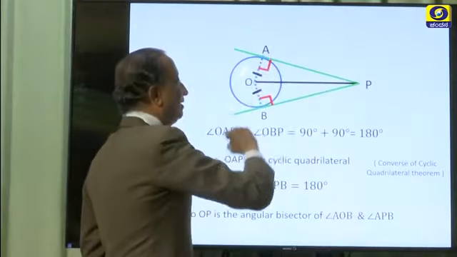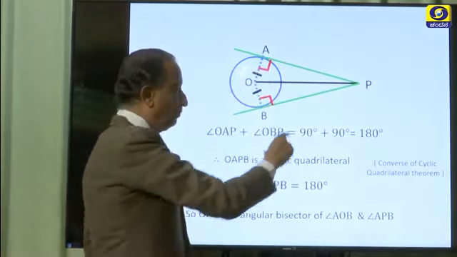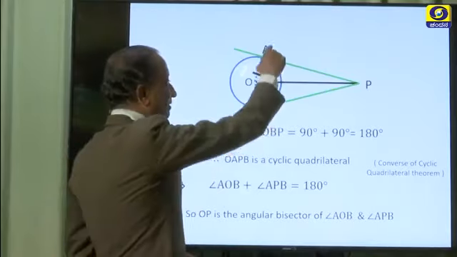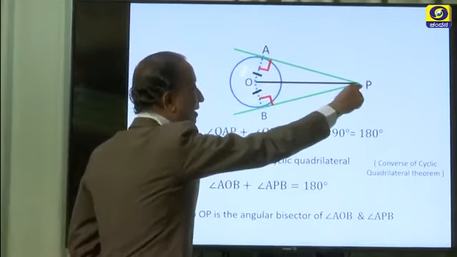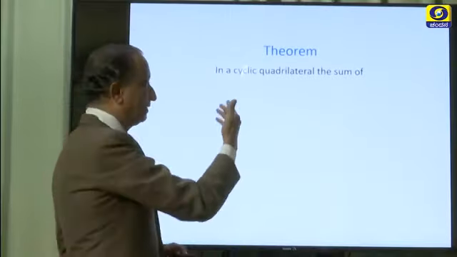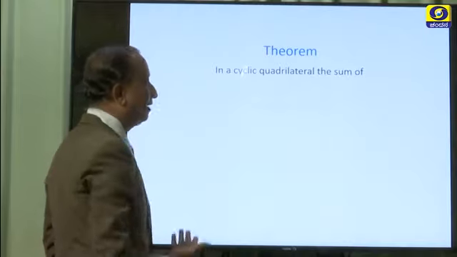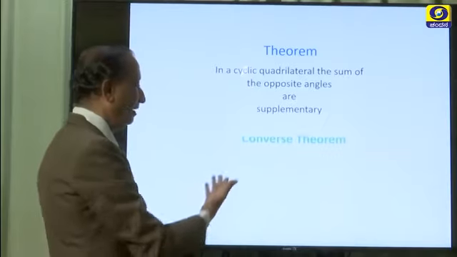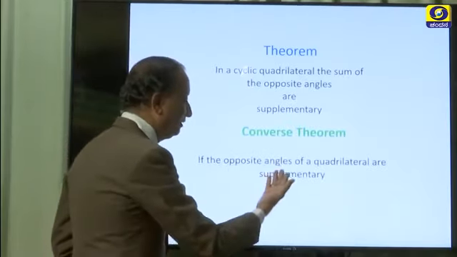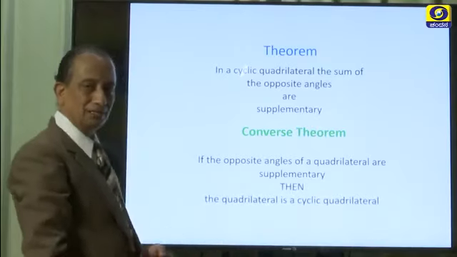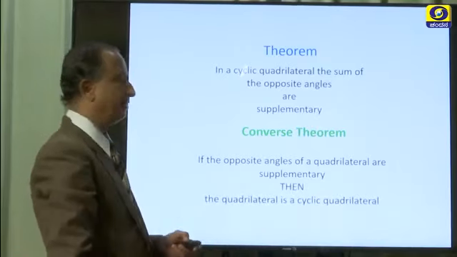Since these two angles are equal and these two angles are equal, we can say that OP is the angular bisector of angle AOB and angle APB. Okay. Now, let us revise this theorem. In a cyclic quadrilateral, the sum of the opposite angles are supplementary. Conversely, if the opposite angles of a quadrilateral are supplementary, then it has to be a cyclic quadrilateral.